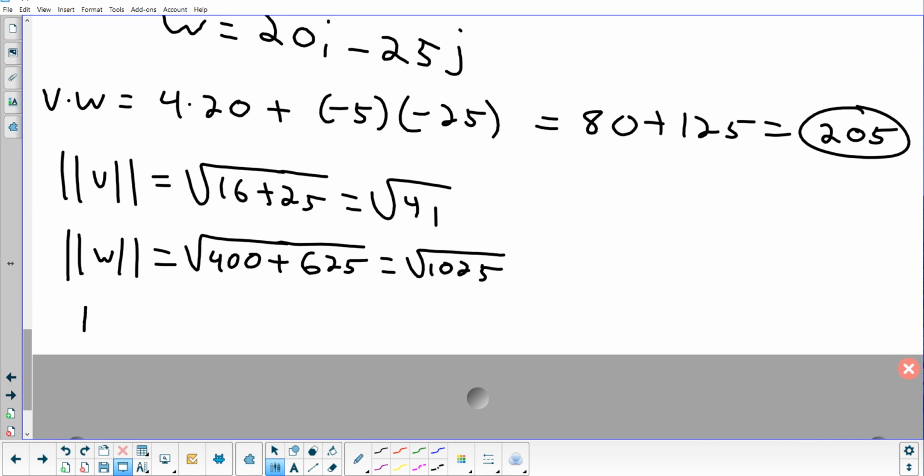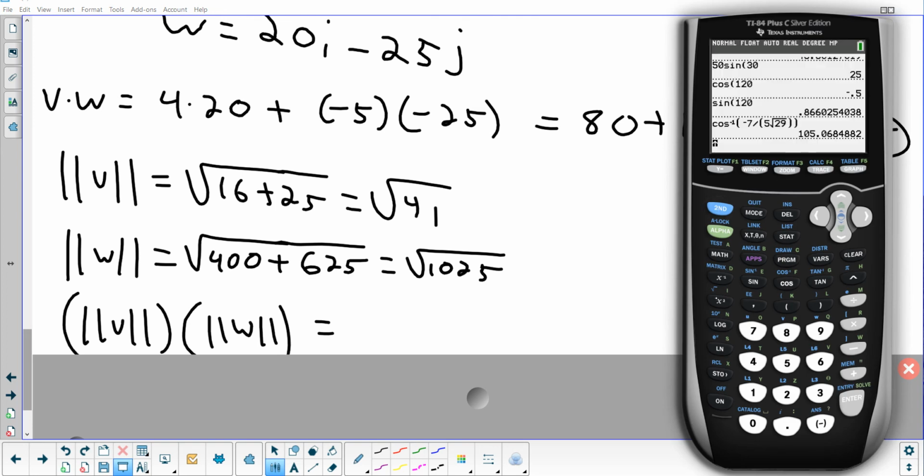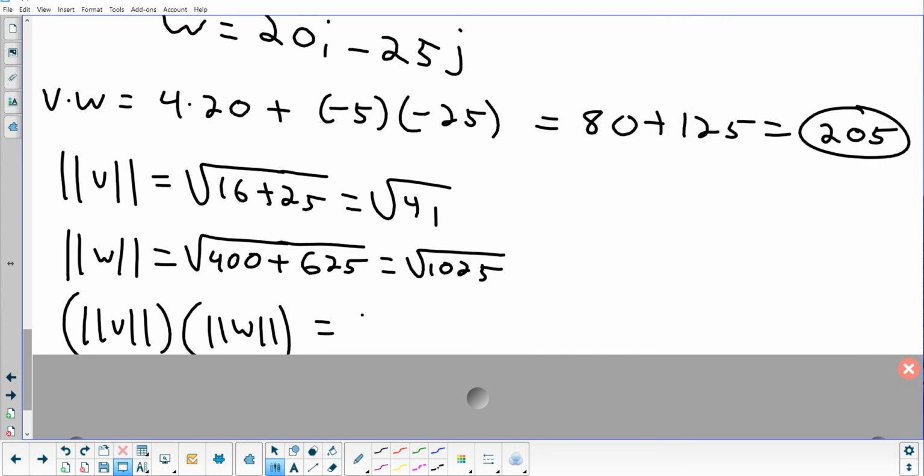So let's do magnitude of V times magnitude of W. All right, so we've got square root of 41 times the square root of 1025, and that gives me a denominator of 205. So my numerator is 205, my denominator is 205. Are these vectors parallel? Yes.